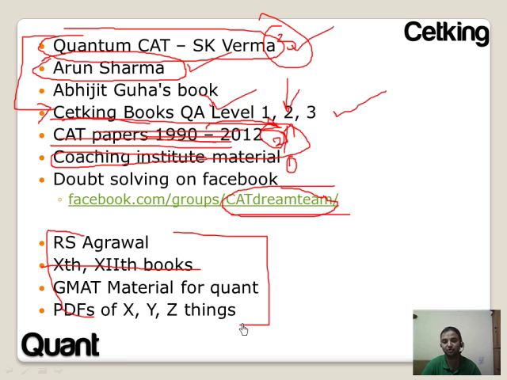If you're following Cetking books, you don't need to buy the CAT actual papers. If you are following other coaching institute books, then you have to buy the CAT papers as well. And it's a must. Last 1990 to 2012. And if you're joining Cetking, I'll also give you the 2013 paper as well. 1990 to this era, which is around 24 CAT papers, actual papers.